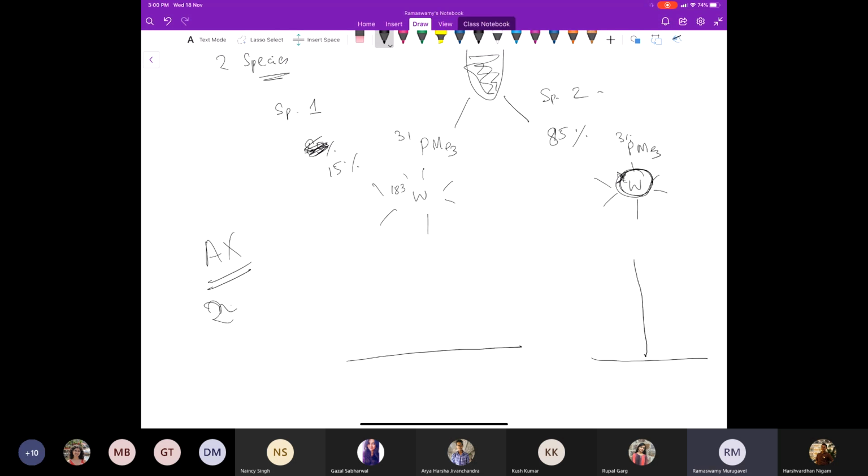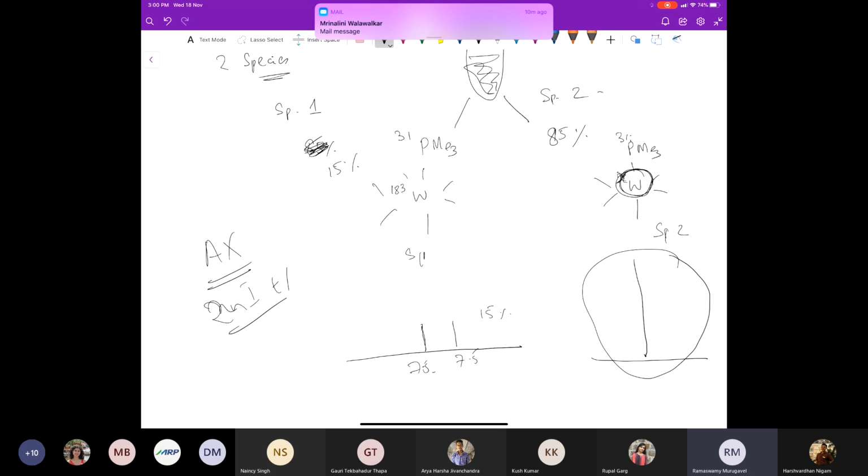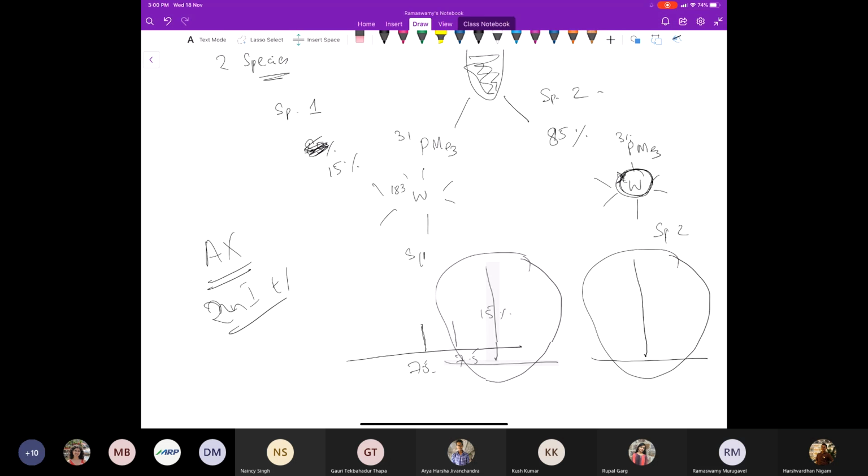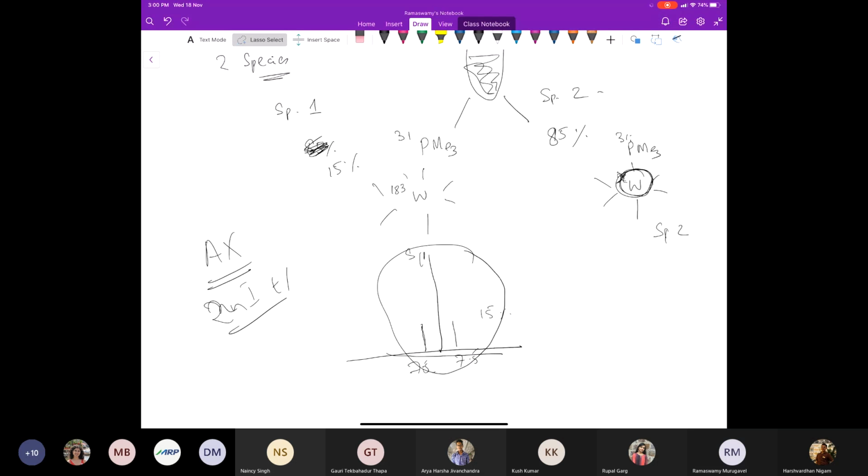Same 2nI plus 1, right? It has to be a doublet. So this doublet's combined intensity is 15%, and the individual intensity is 7.5, 7.5. So this is species 2, this is species 1. The observed spectrum is the overlap of both. If I cut it and move it and put it here, that is my observed spectrum, right? Is this clear now? Yes, Professor, much better.